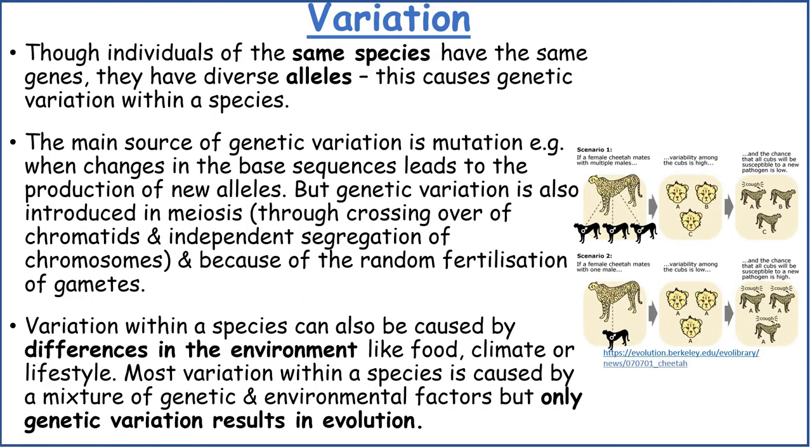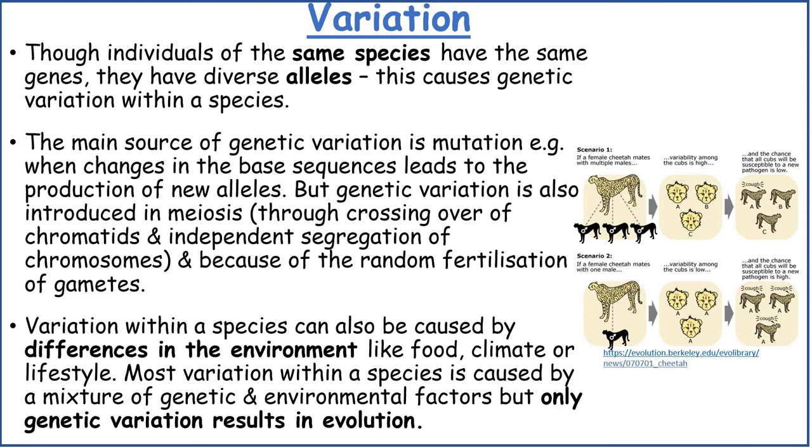Although individuals of the same species have the same genes, they have lots of different alleles. This causes genetic variation within a species. The main source of genetic variation is mutation, so when changes in the base sequences lead to production of new alleles. But genetic variation is also introduced in meiosis through crossing over of chromatids and independent segregation of chromosomes, and also because of random fertilization of gametes.